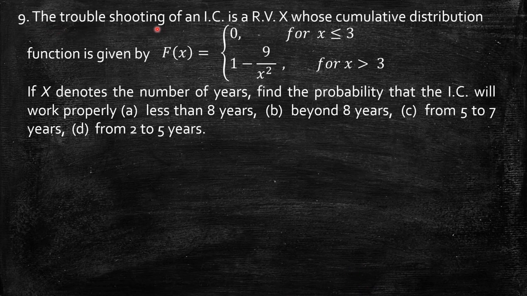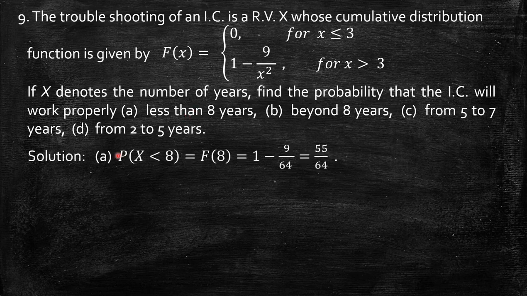Problem number 9. The troubleshooting time of an IC is a random variable X whose cumulative distribution function is given by F of x equal to 0 for x less than or equal to 3, and 1 minus 9 by x square for x greater than 3. If x denotes the number of years, find the probability that the IC will work properly: A, less than 8 years; B, beyond 8 years; C, from 5 to 7 years; D, from 2 to 5 years. That means by using the CDF, we need to find the probabilities.